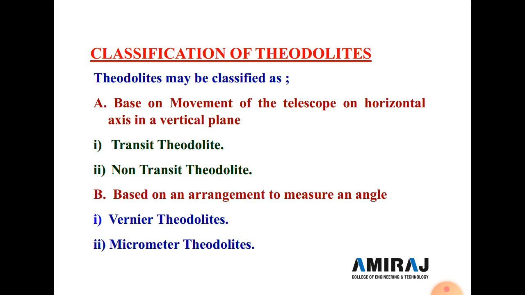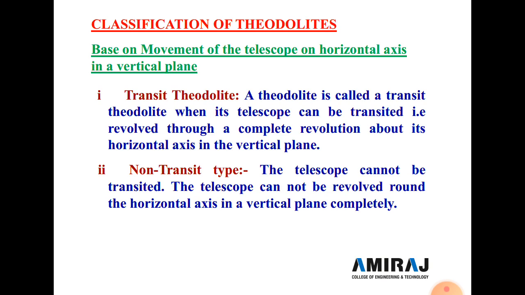In the next slide we discuss what a transit theodolite is and what a non-transit theodolite is. Based on the arrangement to measure an angle, there are the vernier theodolite and the micrometer theodolite. These are the two types of theodolite generally used as per the measurement of angles.